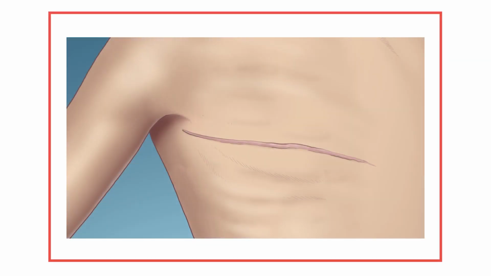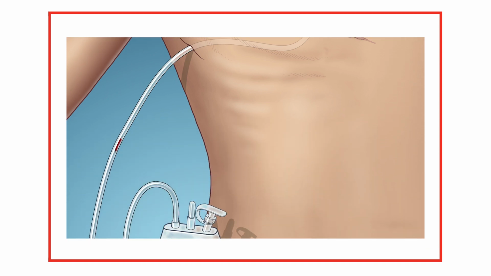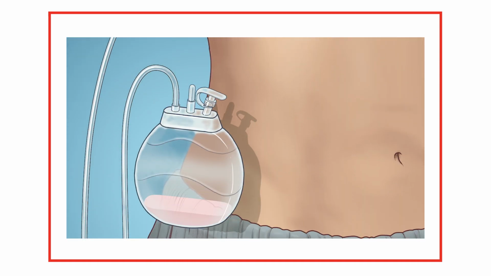To avoid fluid buildup, your surgeon may have inserted a flexible tube into the surgical site during your surgery. The drain allows fluid from the surgical site to drain into a reservoir that can be emptied. In this video, you will learn the steps to care for your drain, as well as the dressing covering the area where the drain enters your skin.